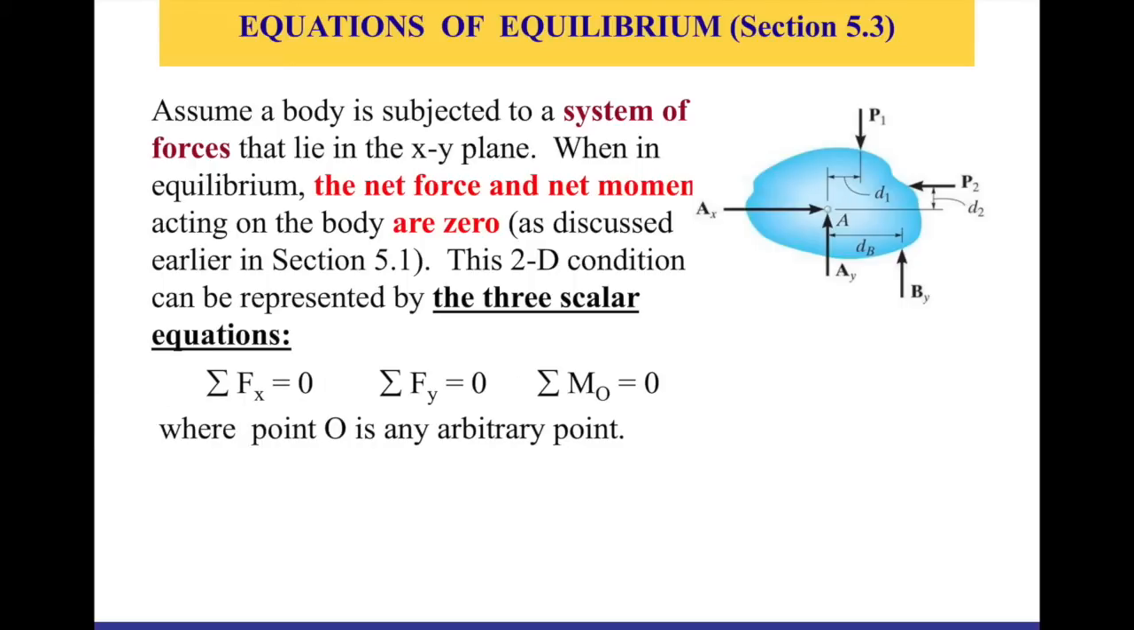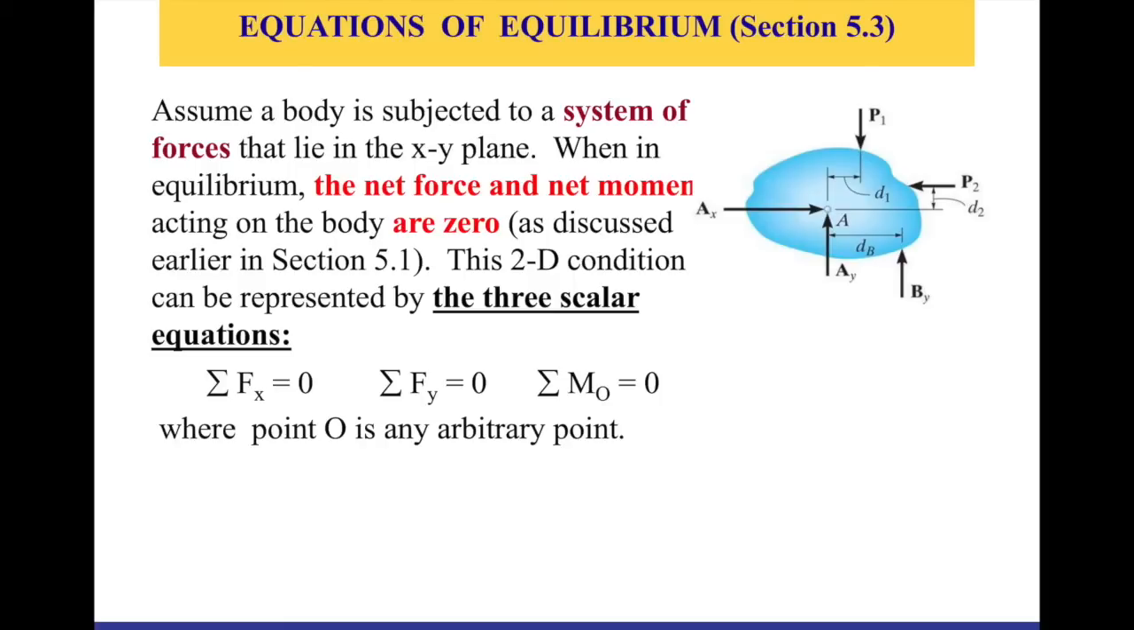Remember, when we were analyzing particles, we were able to construct two equations. Now, because we are dealing with rigid bodies, we can construct three equations in a two-dimensional problem. We have the summation of forces on the x-axis equal to 0, the summation of forces on the y-axis equal to 0, as well as the summation of moments around an arbitrary point O, in or out of the rigid body, equal to 0. And we're going to learn how to identify this point to calculate the moment around.